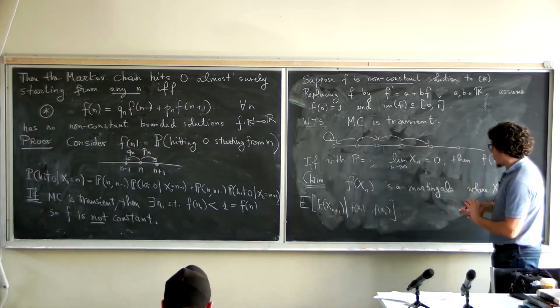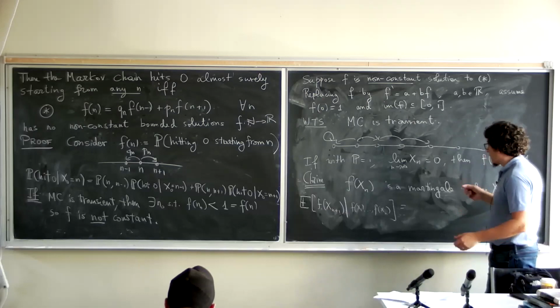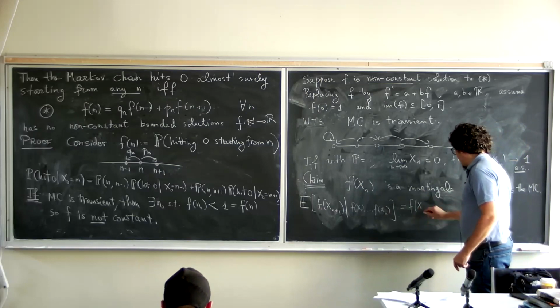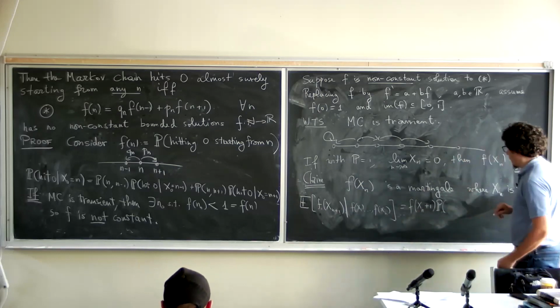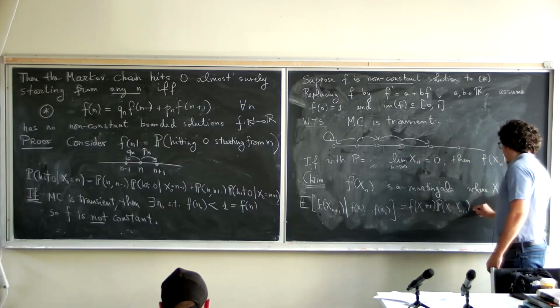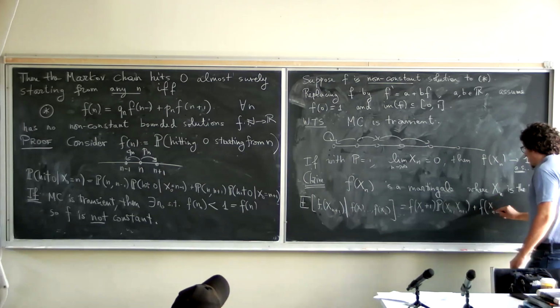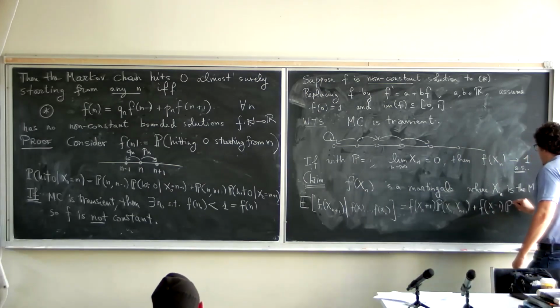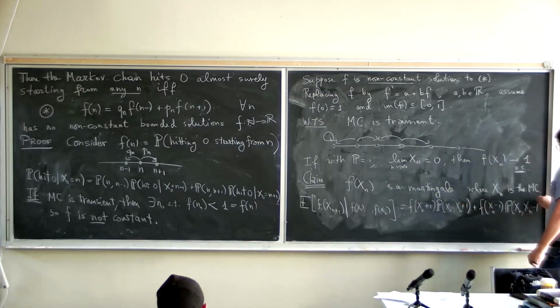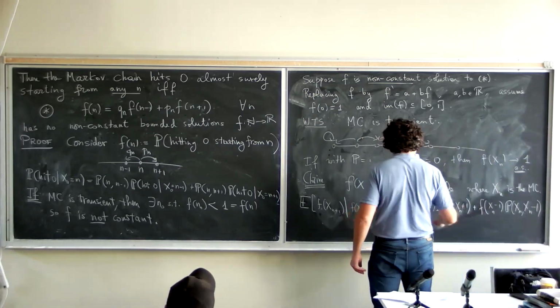So this is basically f of xn plus 1, that's the probability of going from xn to xn plus 1, plus f of xn minus 1 times the probability of going from xn to xn minus 1. And so literally that's what it is, because this is f of x.